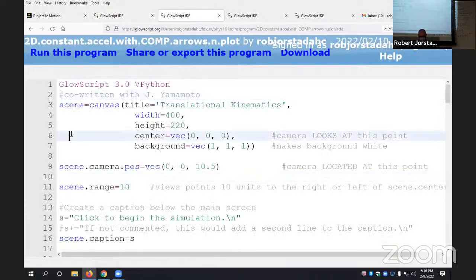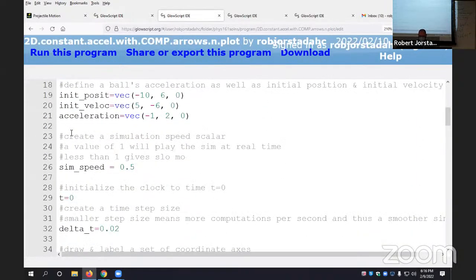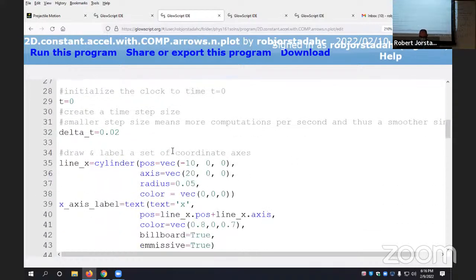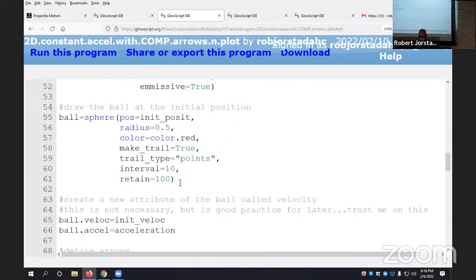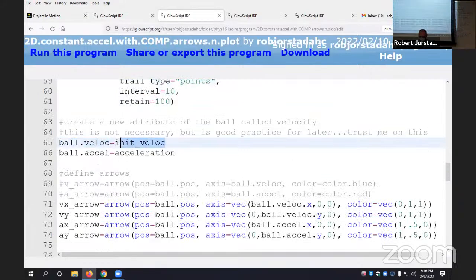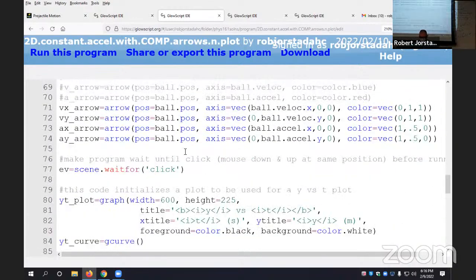Okay, I know this seems crazy. Can you read this or is it too small? You see it in the back? How about back there? Good. All right, now look at this. These are the constants. The initial position, the initial velocity, and the acceleration vector are constants. We're doing a constant acceleration problem. Okay, boring, boring, boring. You draw a ball, fine. We're going to set the ball's velocity to the initial velocity, the ball's acceleration vector to the acceleration vector. Boring, boring. This is just so you can make it wait for the mouse click.